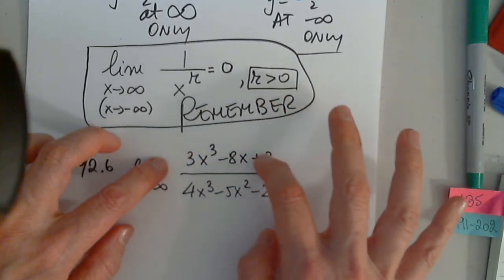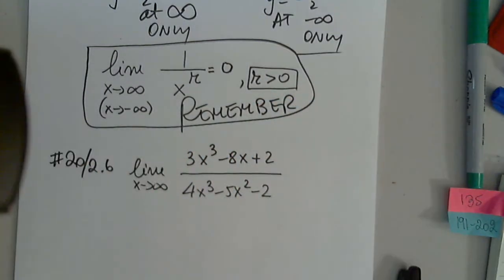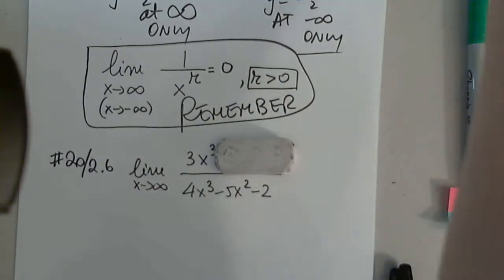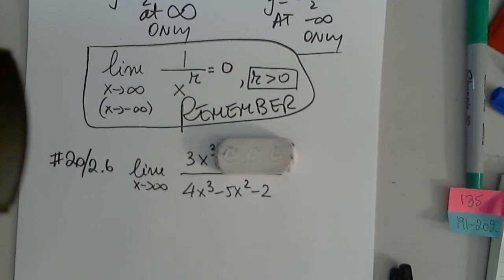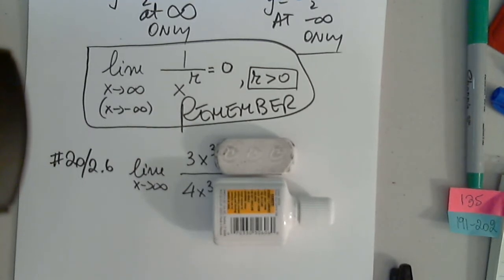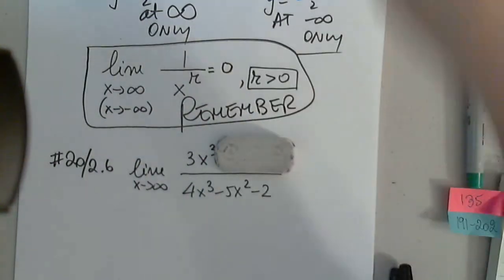Look at the top. Which of these three terms is the most powerful? The 3x cubed. Right, these are too small. Look at the bottom, and which of these three terms is the most powerful? 4x cubed. So forget about those. So the numerator goes where? It's in the positive direction. When x approaches infinity, the numerator goes to infinity. Perfect. And the denominator also goes to infinity.